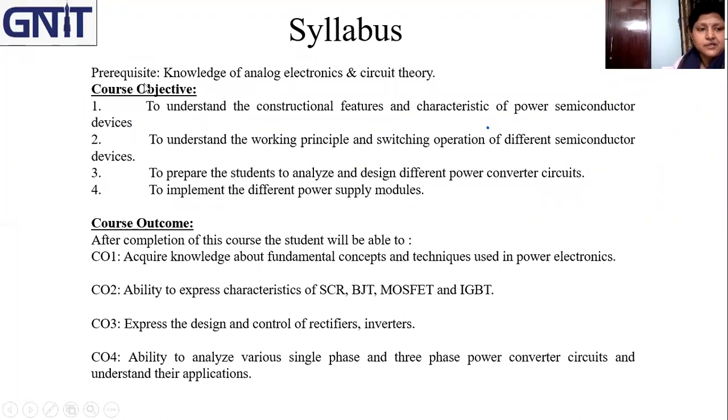The prerequisites we require are analog electronics as well as the concept of circuit theory and basic electronics. These are the four course objectives you can go through. First, to understand the constructional features and characteristics of power semiconductor devices, including the power diode, power MOSFET, UJT, and the SCR, and all the other devices. Then to understand the working principle and switching operation of the different semiconductor devices, and to prepare the student to analyze and design different power converter circuits and to implement different power supply modules.